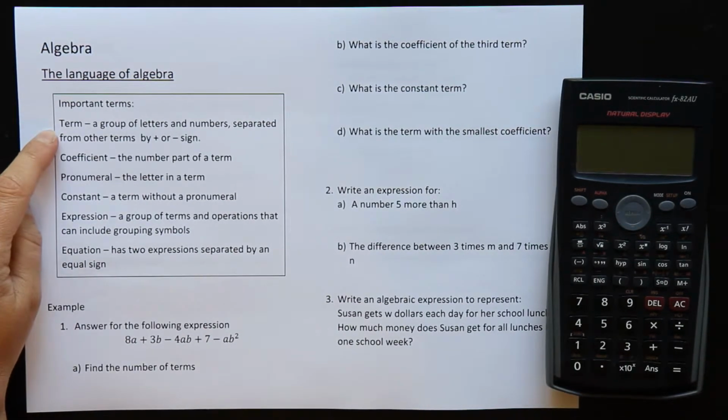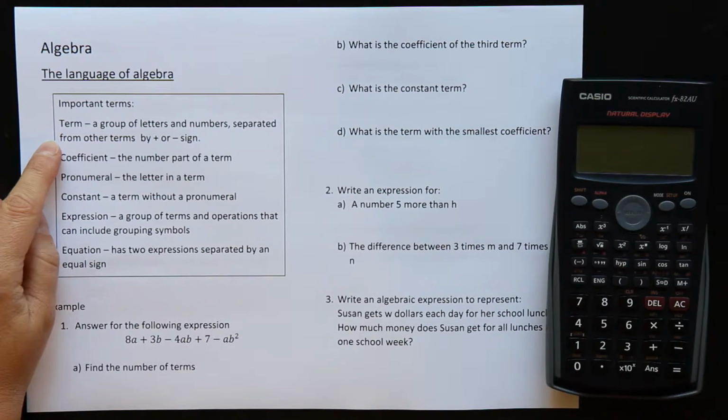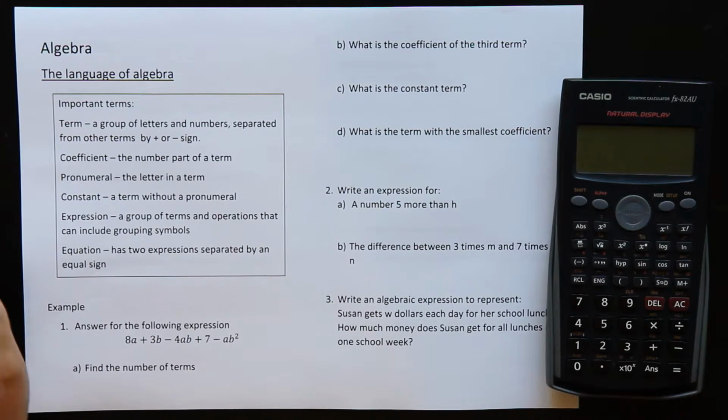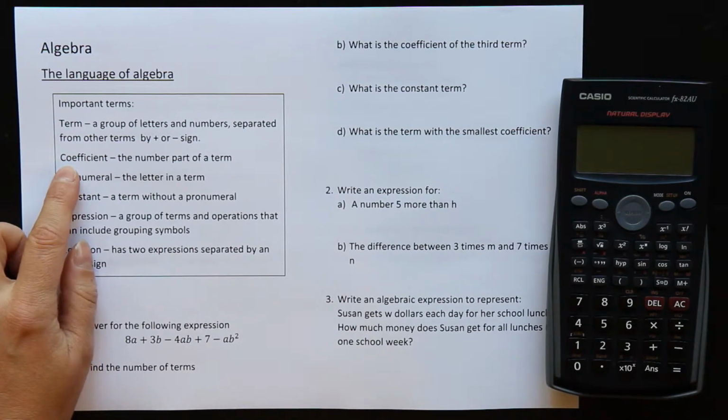First of all, the word term, funny enough. If we are talking about a term in algebra, it is a group of letters and numbers that are separated from each other by a positive or negative sign. The coefficient is the number part of a term.